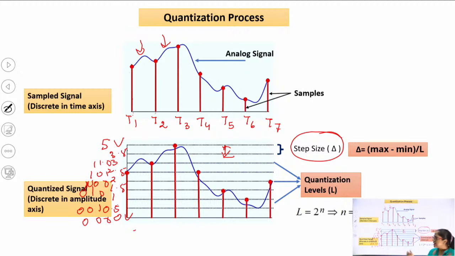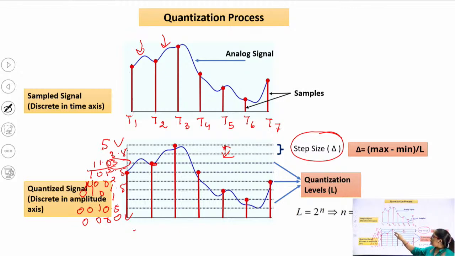So instead of sending this particular analog signal, I will transmit 101. When we look at another sample, it is lying at this particular level. The binary assigned to this level is 110. So instead of sending this analog signal, I will send 110. 110 will indicate that the voltage level is 3 volt. It can be any other value also, but here in our example it is 3 volt.